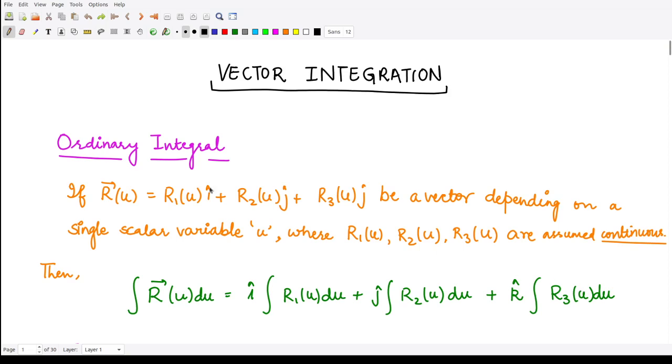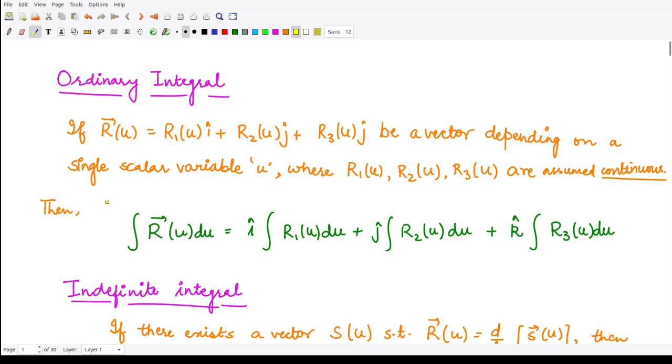In this video we shall start with the topic of vector integration. All of us know how to perform integration, right? But now let us see how we can perform this integration whenever we are talking about vectors. So the ordinary integral in this case could be defined by this expression.